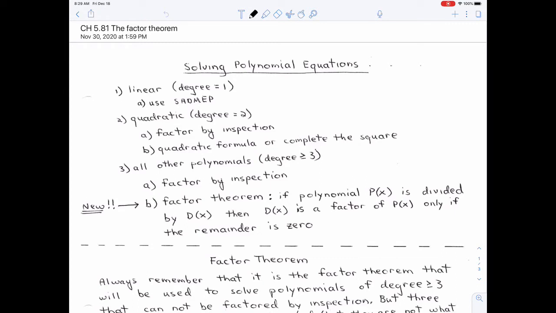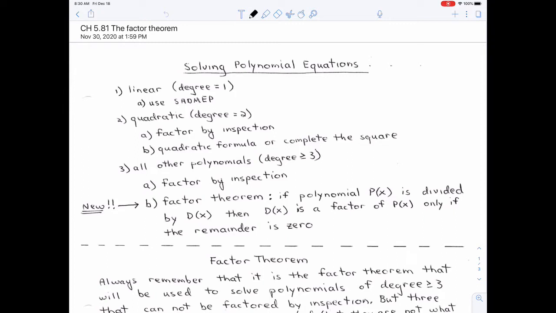So what if you can't factor by inspection and it's degree 2? You use the quadratic formula or you complete the square. Most people are going to use the quadratic formula. It's just easier. Number 3, all other polynomials, degrees 3, 4, 5, 6, 7. You factor by inspection. Again, what's that involve? Greatest common factor, difference of two squares or trinomial, perfect cubes.